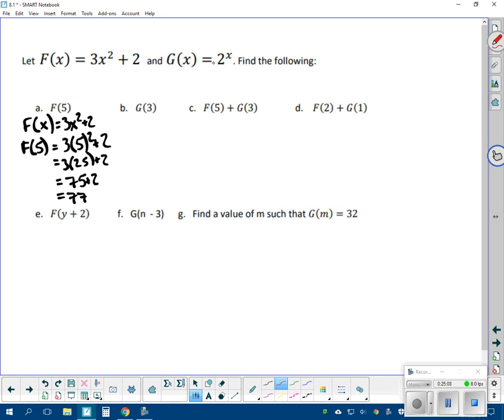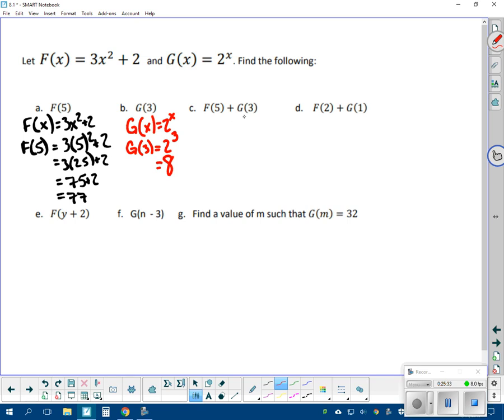Okay, I'm going to skip the next one for a second. Looking at C, well, oh no, I'm not. I'm going to do g of 3. G of x is 2 to the x power. Just rewrote that again so I can work right underneath it. G of 3 means put a 3 in place of the x. 2 to the third power. Don't say 6. 8. 2 times 2 times 2.